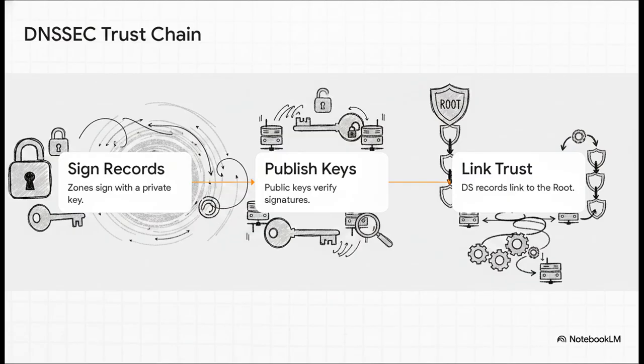Well, the answer is DNSSEC, or Domain Name System Security Extensions. Now, DNSSEC doesn't actually encrypt the data. Instead, it attaches digital cryptographic signatures to the records. First, a zone uses a private key to sign its records. Then, it publishes a public key so resolvers can easily verify that signature. Finally, to ensure no one just swapped the keys on you, a cryptographic chain of trust is established using delegation signer records. This links all the way from the ultimate trust anchor, the root servers, straight down to your specific domain.